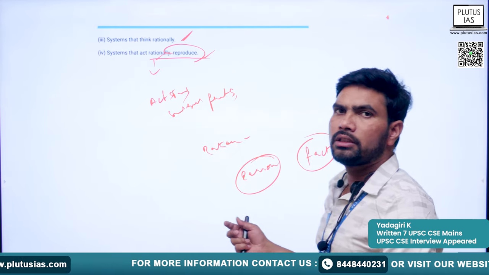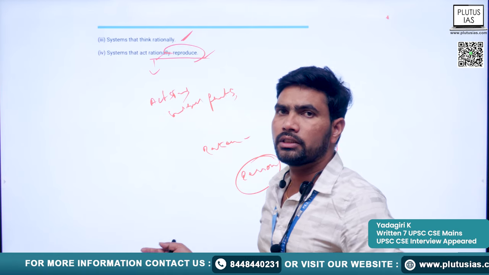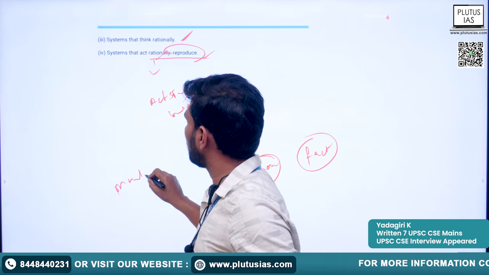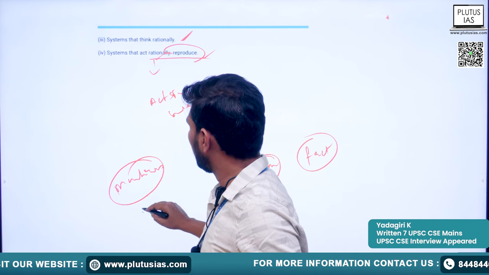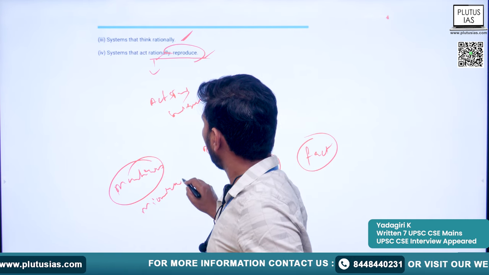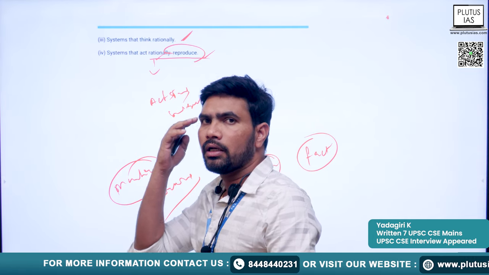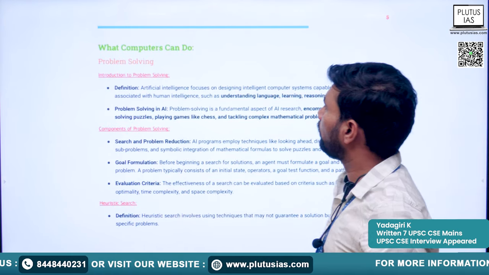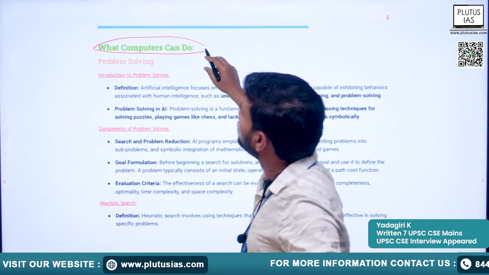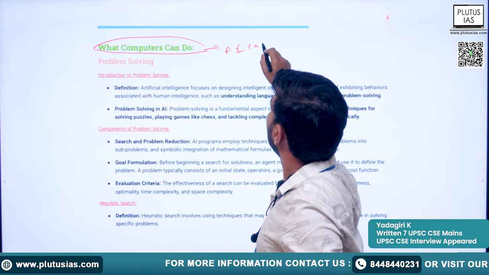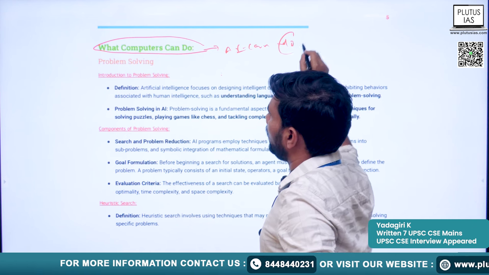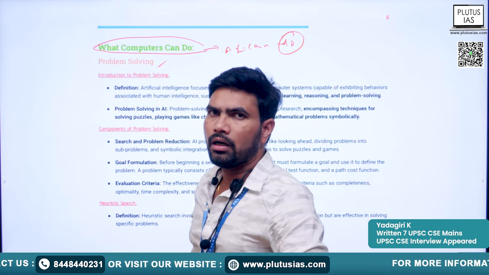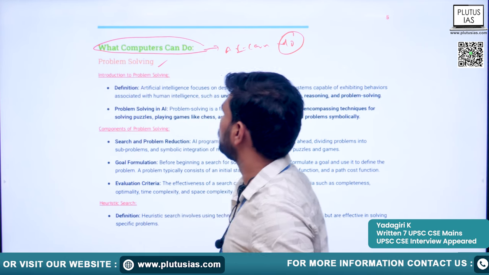Right. So this is the brief introduction about artificial intelligence. So basically, artificial intelligence means the machines, especially the computers, mimicking human beings in thoughts, in thinking and in act. Right. So now we will understand what the computers can do, or what artificial intelligence can do. Right. So they can help in problem solving. So they can approach like human beings in problem solving.